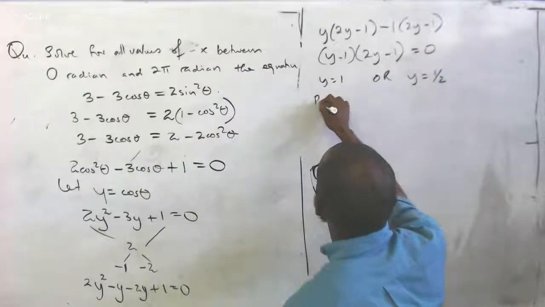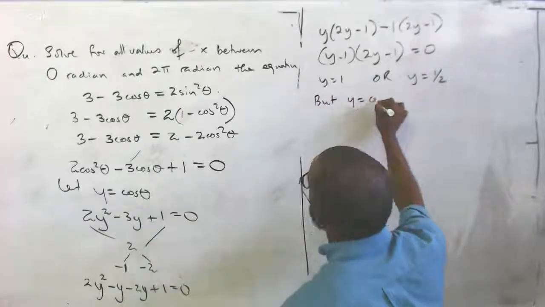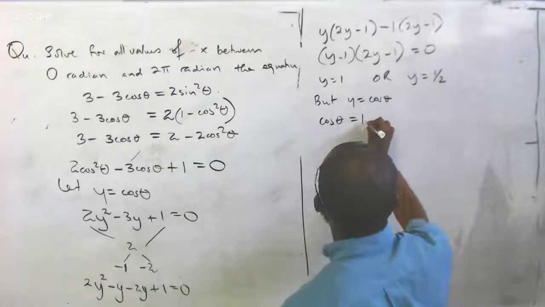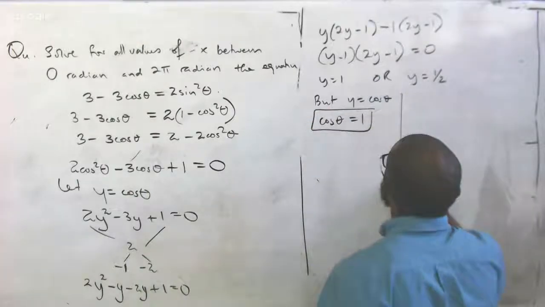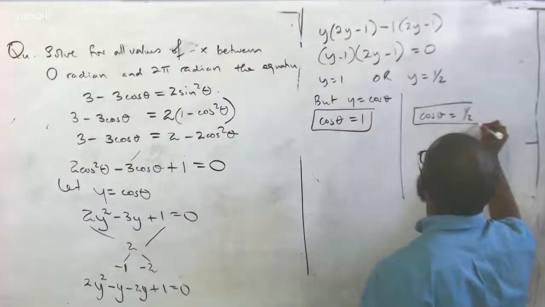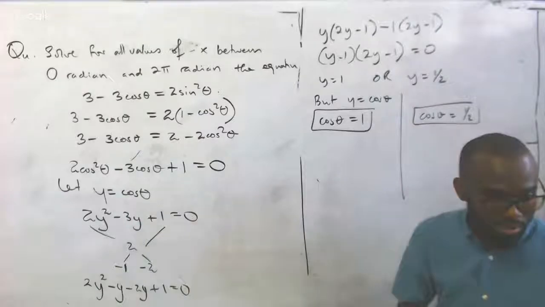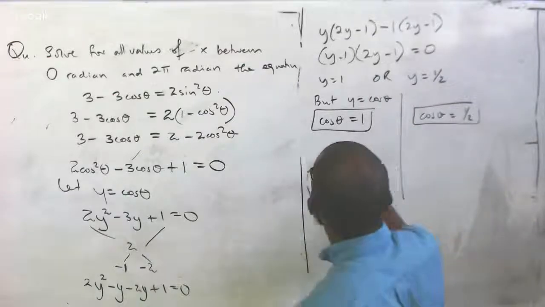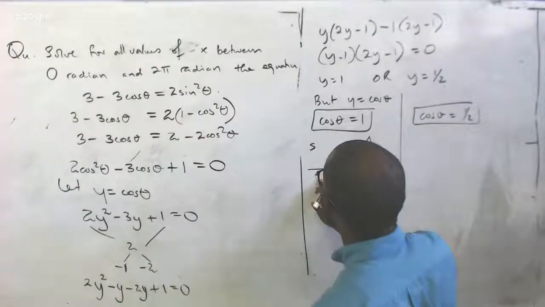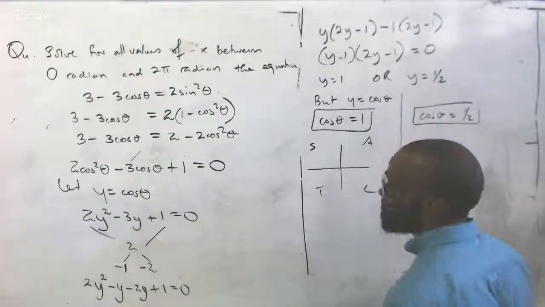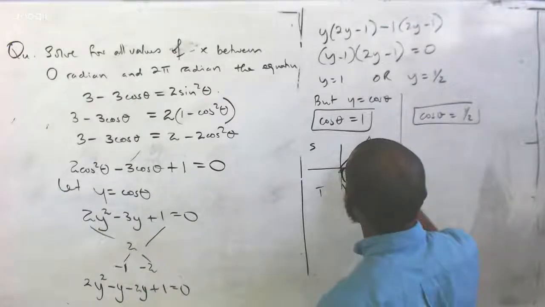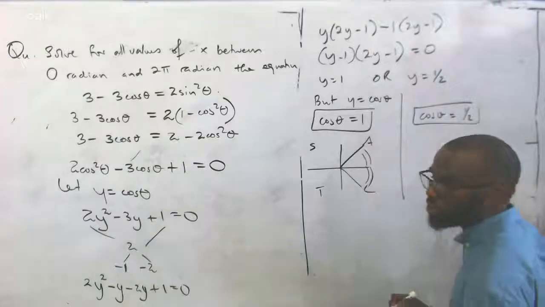Same thing now, but y is equal to cosine theta. Therefore, cosine theta is equal to 1, or cosine theta is equal to positive 1/2. Using the quadrant system in both cases, ASTC, where is cosine positive? Positive here and here, in the first and fourth quadrants.